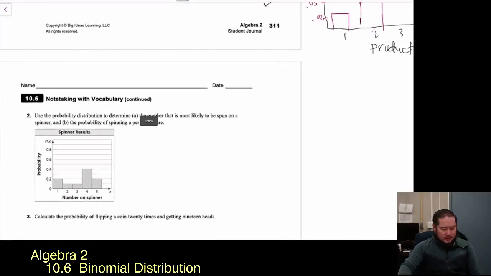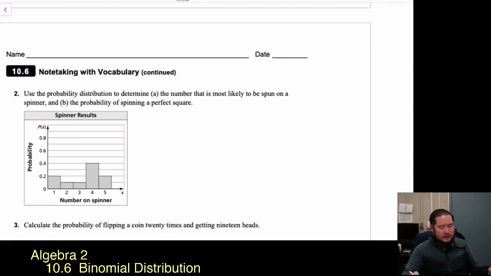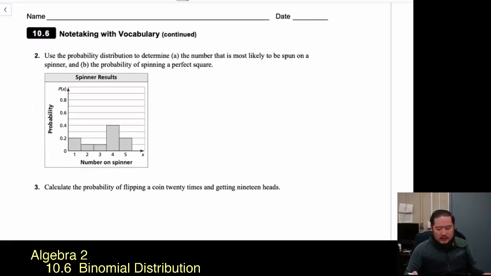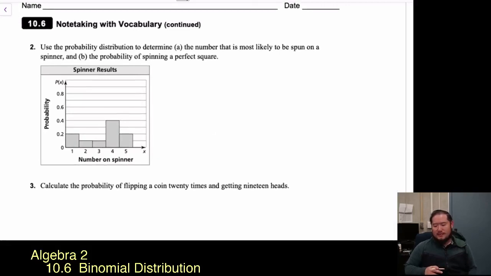Let's take a look at number 2. You have your histogram right here, and it says use the probability distribution to determine A, the number that is most likely to be spun on a spinner, and B, the probability of spinning a perfect square. First, the number most likely to be spun on the spinner: if I look at the diagram, it would be 4, because that is the highest one.